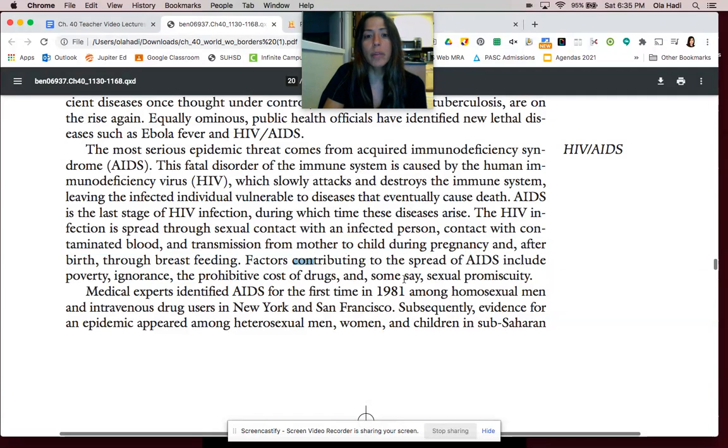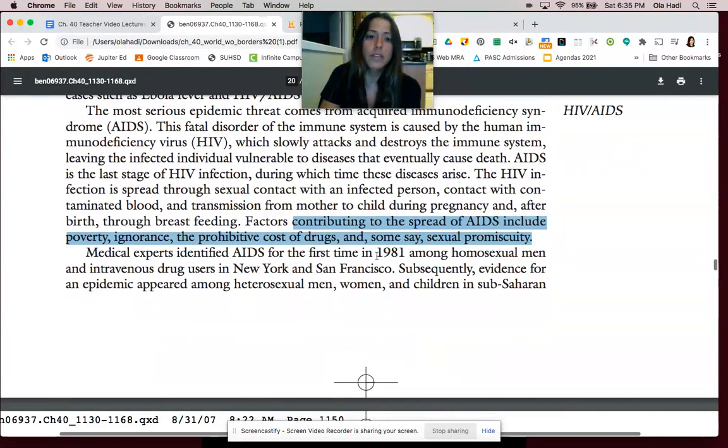There are many things that contribute to the spread of AIDS. The first documented case of AIDS happened in 1981 amongst homosexual men and intravenous drug users in New York and San Francisco. So there was a huge misunderstanding for a long time that this was just a disease that affected the homosexual community, and that's not true, or that affected drug users. That's not true.